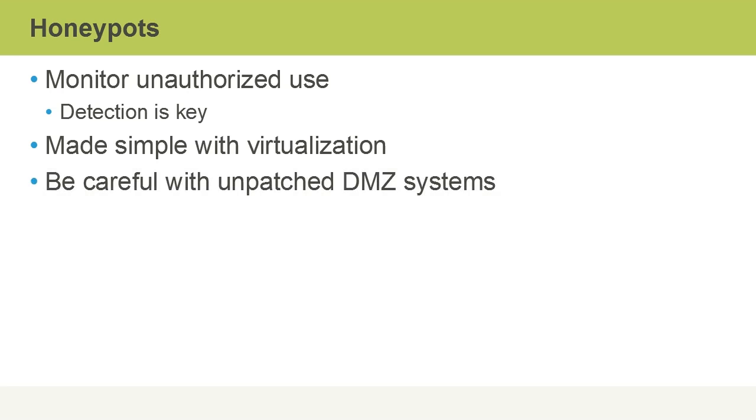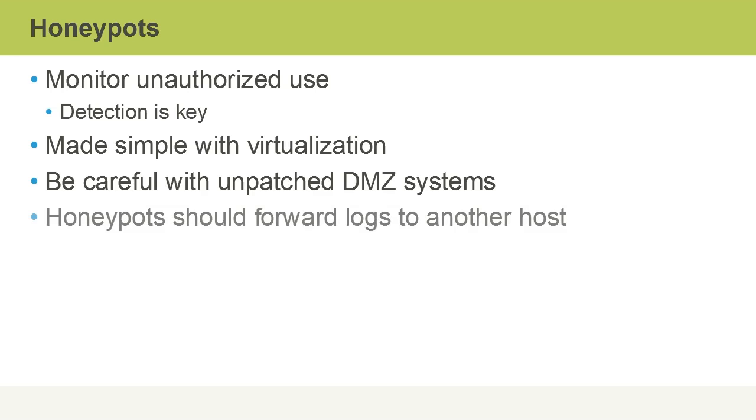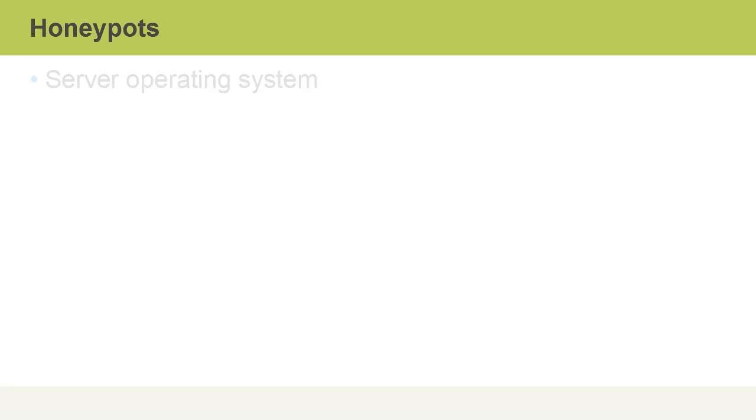However, we want to be careful with unpatched DMZ systems. We want to make sure that a compromised honeypot device doesn't let the attacker into other systems, and at the same time, it can also open us up to potential liability claims. Honeypots should be configured to forward their logs to another secured host elsewhere because the assumption is that the honeypot itself could become compromised. And if it does, then any log information, which is what we're looking for here with the honeypot, potentially could be wiped by the attacker.